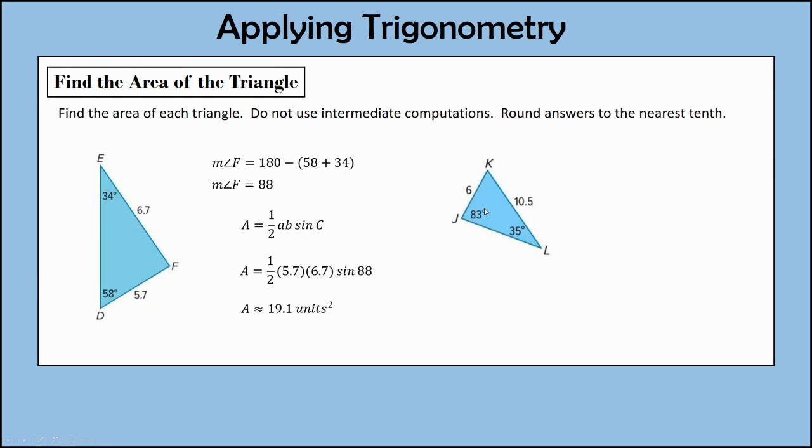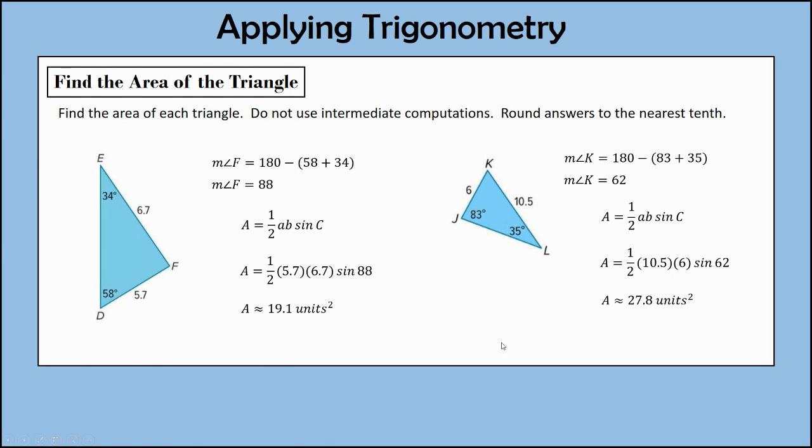Another example, same concept. We have two side lengths given, but we're not given the included angle. So 180 minus 83 plus 35. Angle K is 62. Now I have my included angle. So, the formula again: 1/2 A times B times the sine of C. A, I think, is 6. B is 10.5. Doesn't matter which order you put them in. The included angle is 62. We found that above. All at once in the calculator, 27.8 units squared.